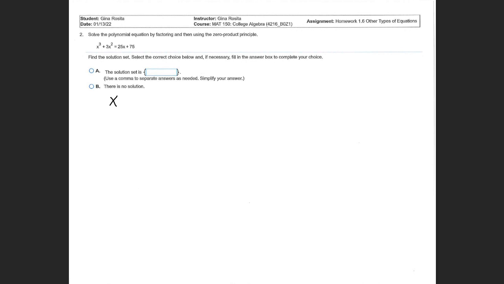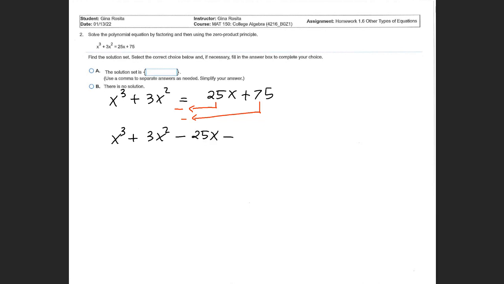So x cubed plus 3x squared equals 25x plus 75. Everything moves to the left side. Moving to the left side, it becomes minus. Moving to the left side, it becomes minus. So now it becomes x cubed plus 3x squared minus 25x minus 75 equals 0. Now we will use grouping.